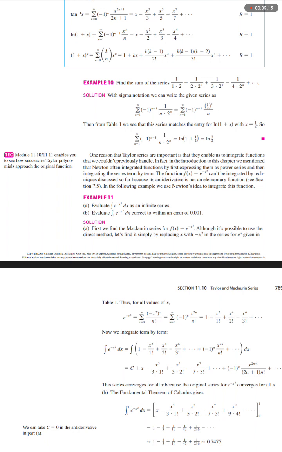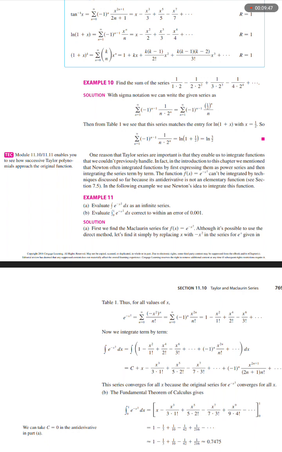Then from Table 1, we see that this series matches the entry for the natural log of (1 plus x) with x equal to 1/2. So the sum from n equals 1 to infinity of (negative 1) to the power n minus 1 times 1 over n times 2 to the power n equals the natural log of (1 plus 1/2), equals the natural log of 3/2.